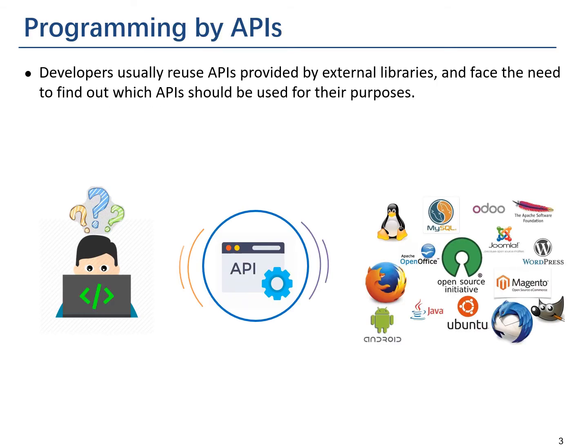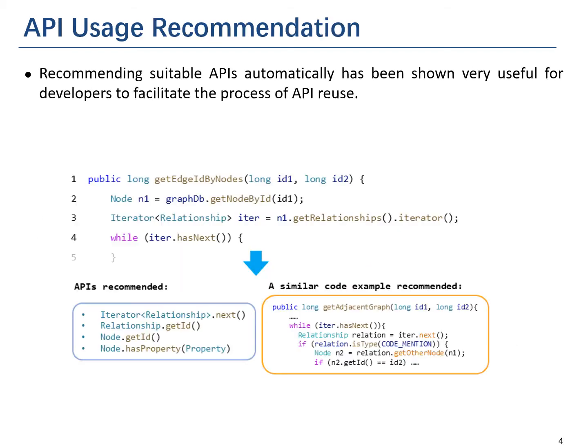Nowadays, developers usually reuse APIs provided by external libraries and face the need to find out which APIs should be used for their purpose. To solve this problem, many works on API usage recommendation have been proposed to facilitate the process of API reuse. For example, as a developer has written part of the code, the recommender system can use the partial programming context to recommend related APIs and even a similar code snippet from repositories. That would be very useful.